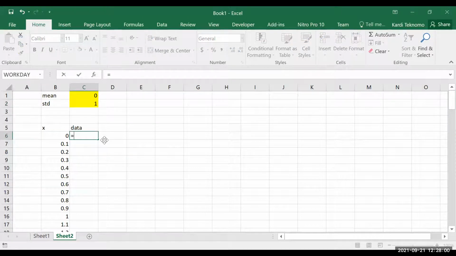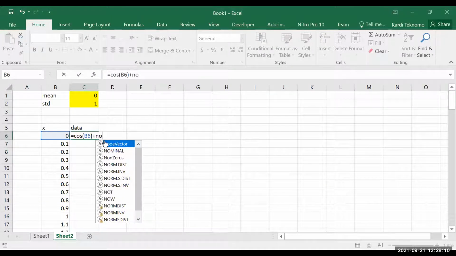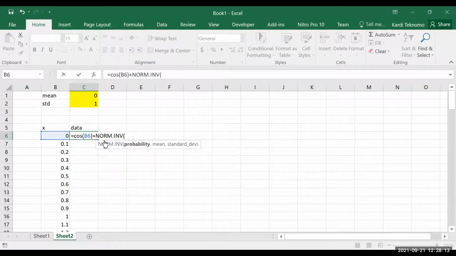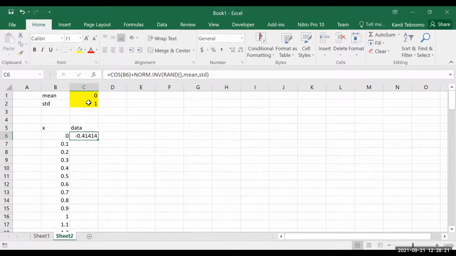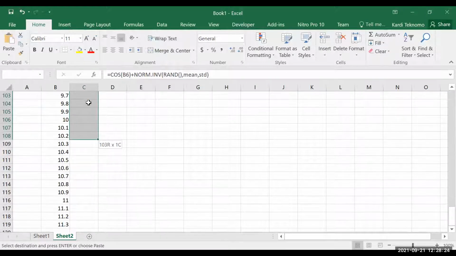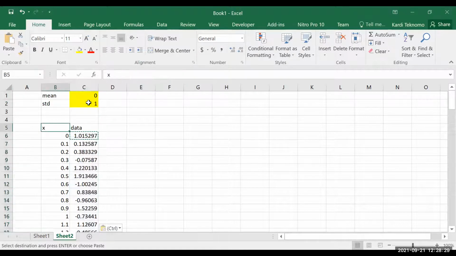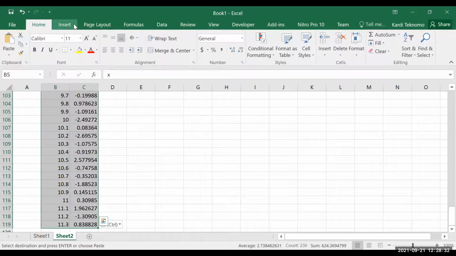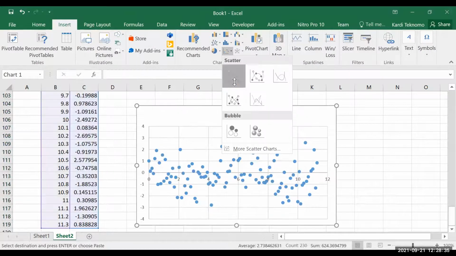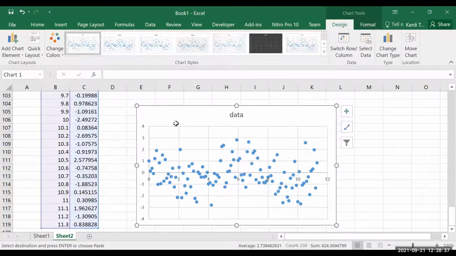Right, so I will put cos x. What is the cos x? This is the cos x. Plus what? Normal inverse, yeah? Norm inverse. What is the probability? Random, yeah? Probability is random. What is the mean? Mean is this one. What is the standard deviation? Is this one. Okay. Then I will plot it. I copy this. Now I plot. There. Wow. Now you see.